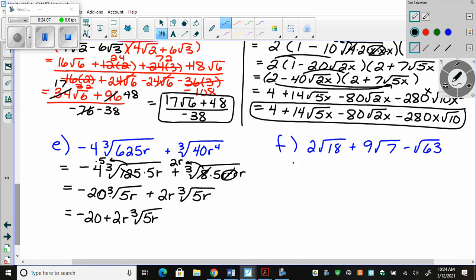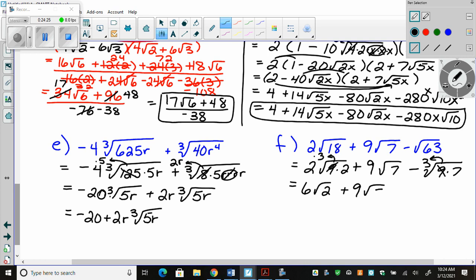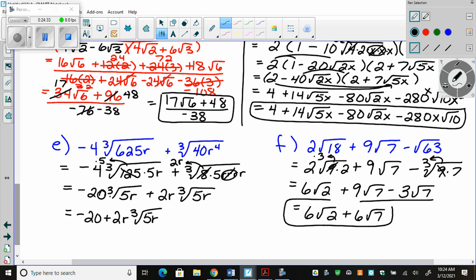This one is going to be 9 times 2. Take the 9 out, it's a 3. Plus 9 root 7. And then this one's going to be 9 times 7. Take it out, it's a 3. So I get 6 root 2 plus 9 root 7 minus 3 root 7. These can go together. 6 root 2 plus 6 root 7.